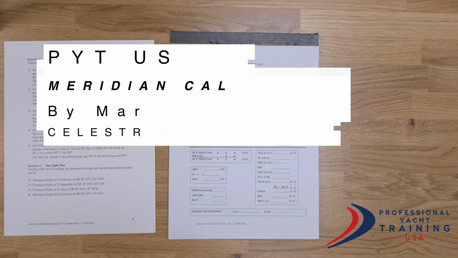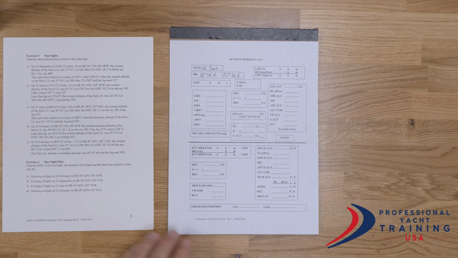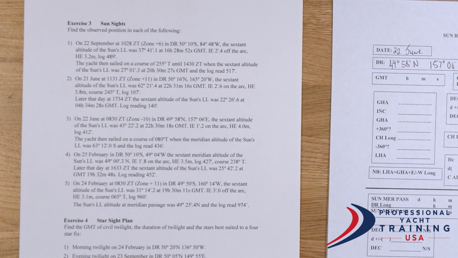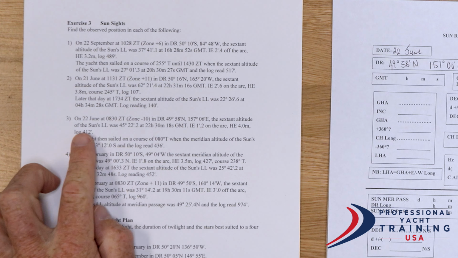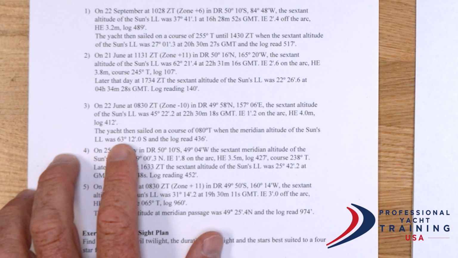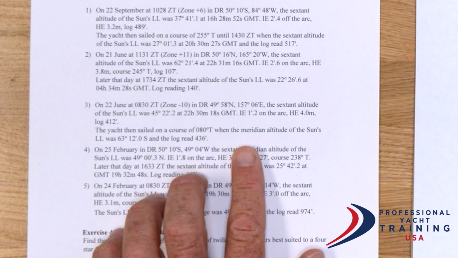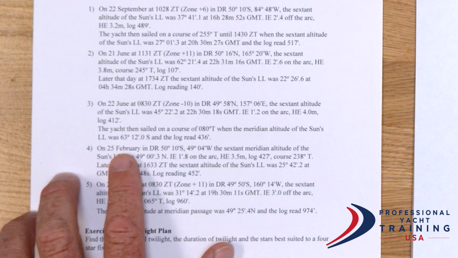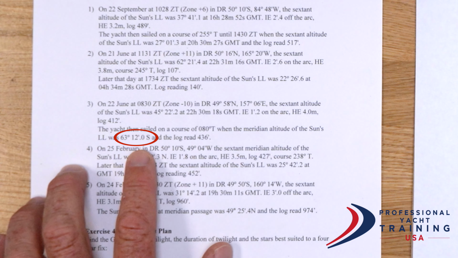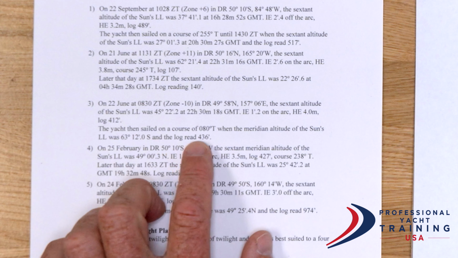Alright, now I'm going to show you how to do a meridian calculation, and we're going to be using exercise 3, number 3. If we look at the question, the first part is just a normal sun reduction, and then the second part says the yacht then sailed on a course of 080 true, where the meridian altitude of the sun's lower limb was 63 degrees 12.0 south, and the log read 436.